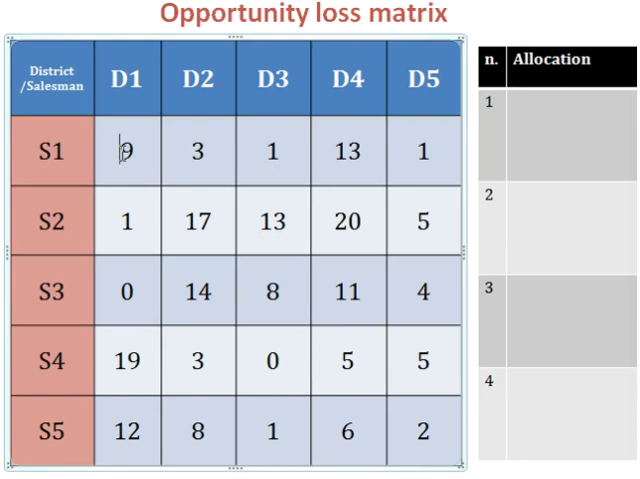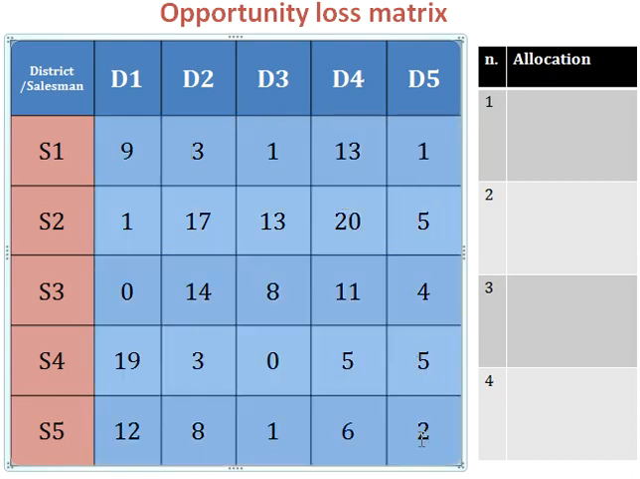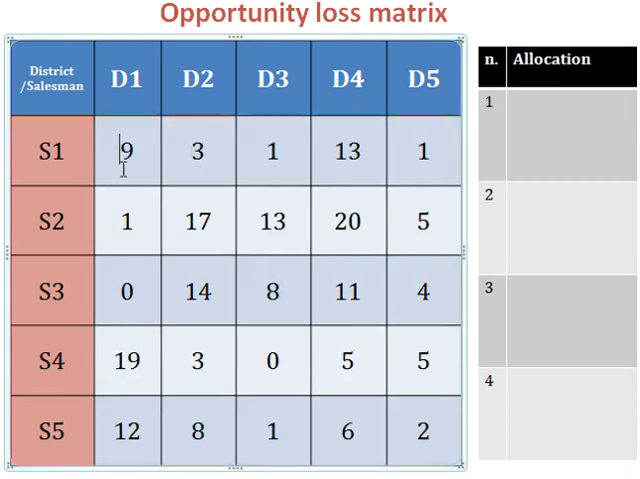Similar to our assignment algorithm, we will start with this table. The first step is to get a reduced cost table by row minima. The minimum value in this row is 1, so we'll subtract 1 from each cell in this row. So this will become 8, this will be 2, this will be 0, this will be 12, and this will be 0.